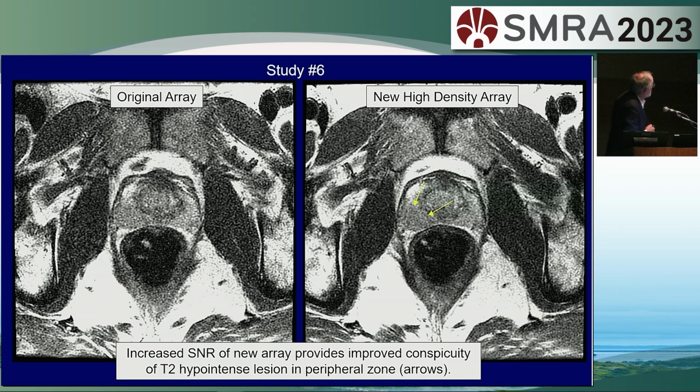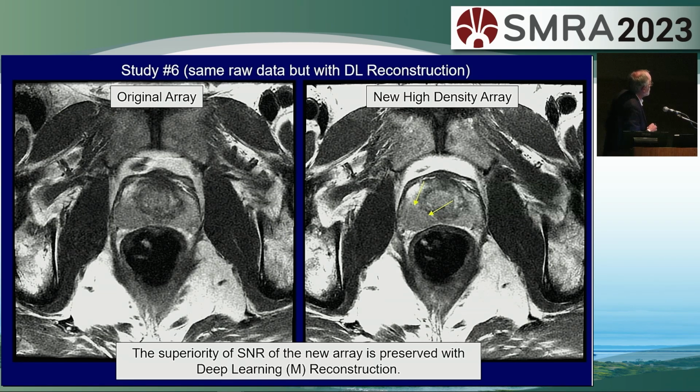This is a large nodule, which would be confirmed with a diffusion weighted scan. There's improved signal to noise here on the right image, acquired with the high density array. Now, when the same data sets are sent to deep learning reconstruction, we get improved SNR for both, but still the quality is superior with the high density array.